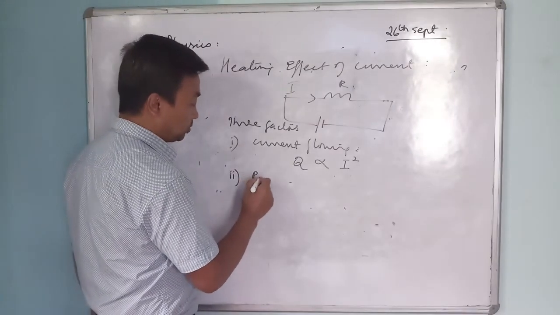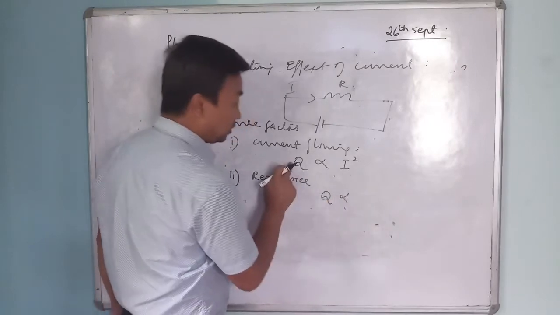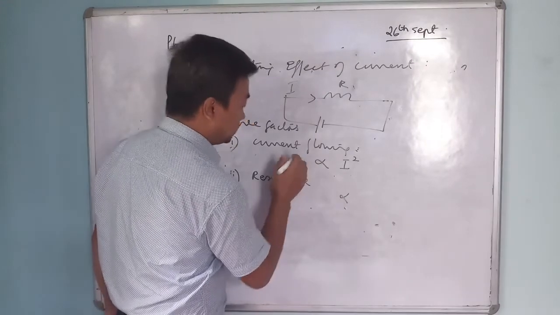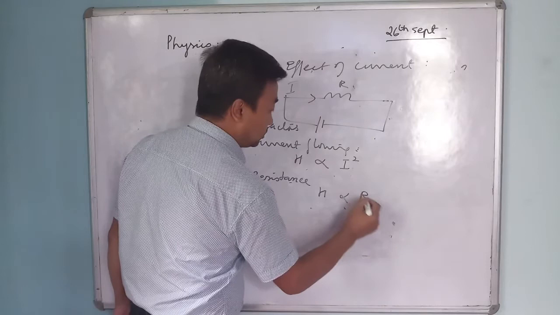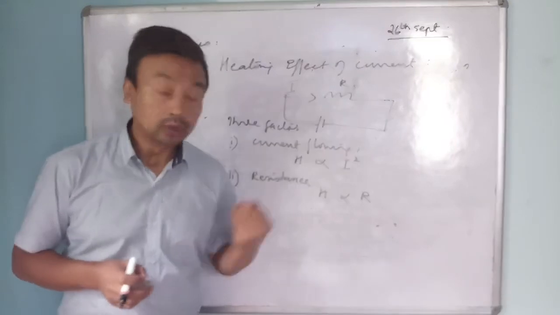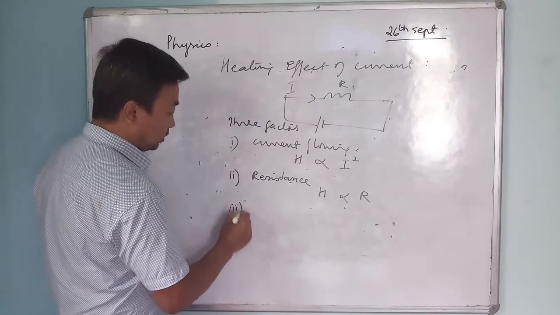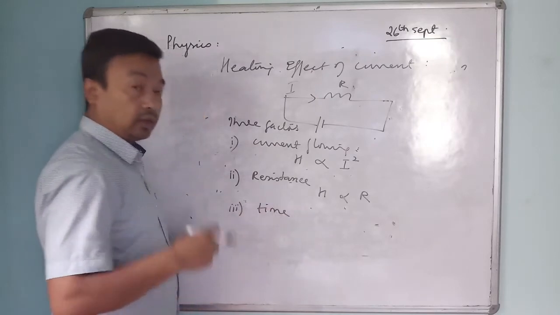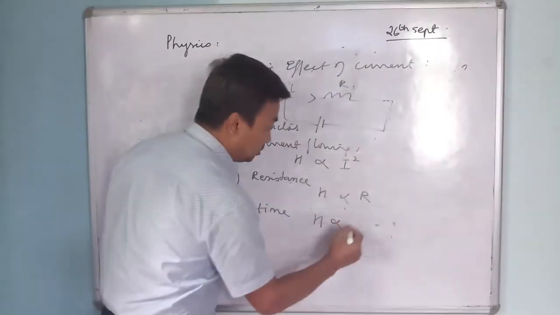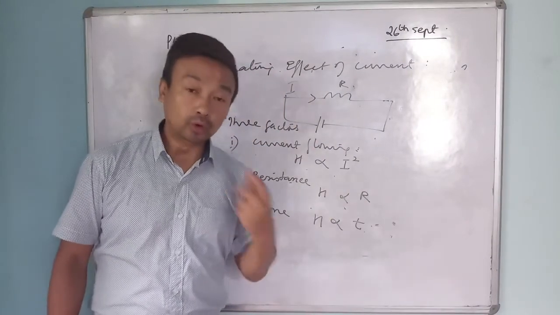Second, it depends upon the resistance of a wire or a coil. In this case, Q might be confusing with charge, so let us write the heat as H. It is directly proportional to the resistance of a wire. So if the resistance of a wire is more, then the amount of heat produced will also be more. And the third factor is time. If you flow the current for a longer period of time, the amount of heat will be directly proportional to the time. The more time you flow the current, the more heat will be produced.